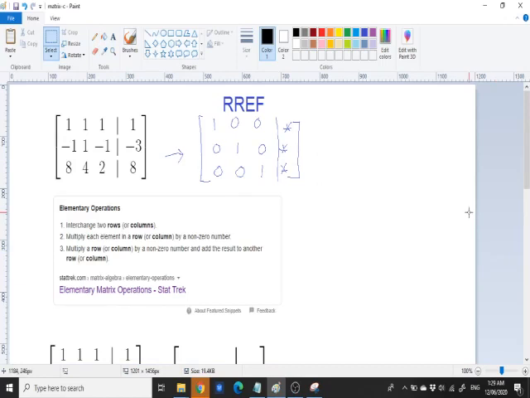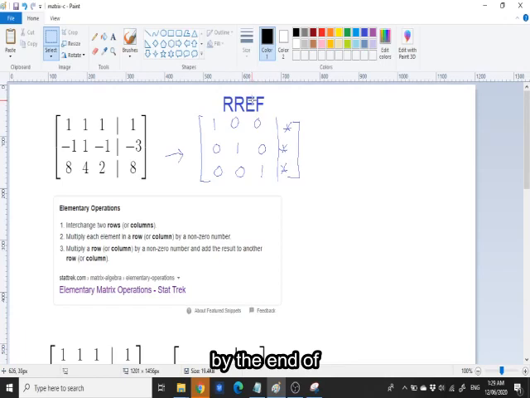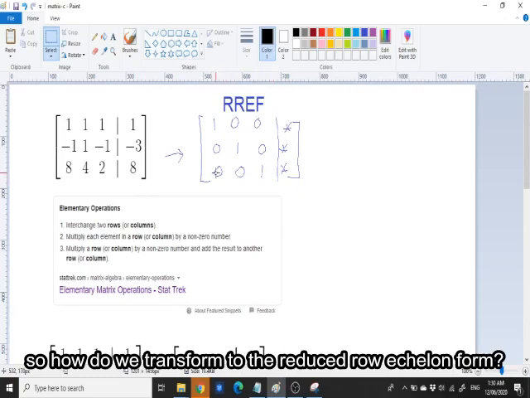Then here we go, come with me. So this is the matrix, and this is what we want it to look like at the end of this video. And the asterisks here are the answers, the values. These would be the values for A, B, C. So whatever comes out on the right side of this augmented matrix will be the answers. Okay, so how do we transform it to the reduced row echelon form?